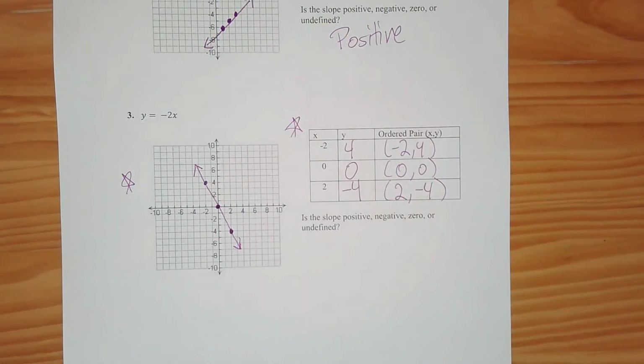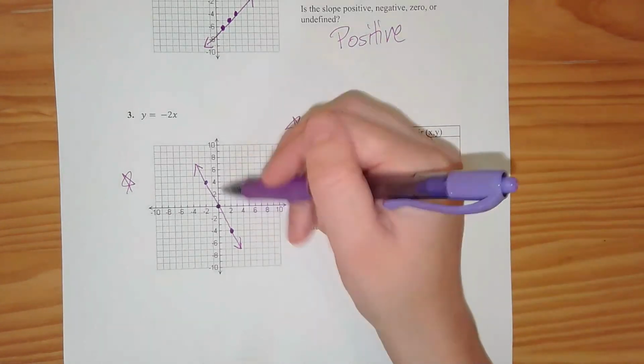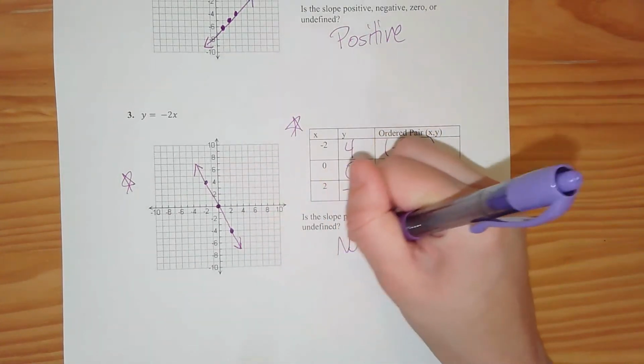Great. Alright, last thing. Is the slope positive, negative, 0, or undefined? What do you think? We're going down if you're looking left to right, so this is a negative slope.